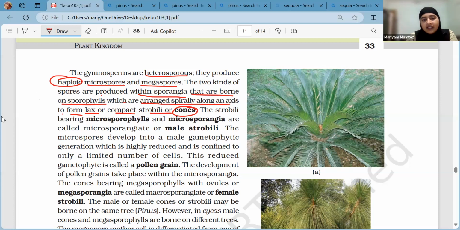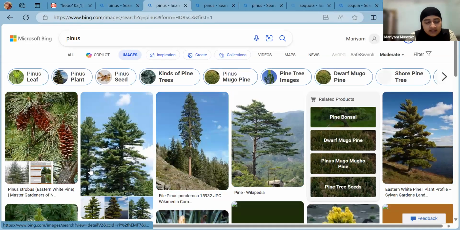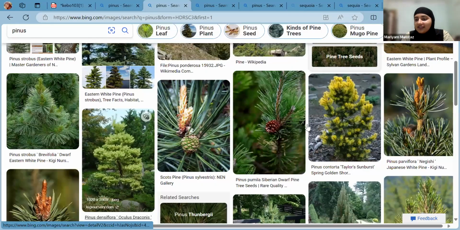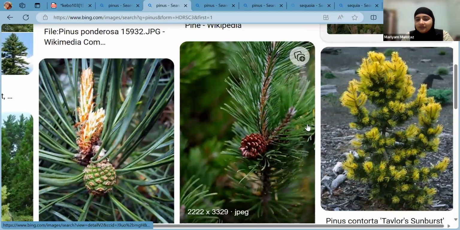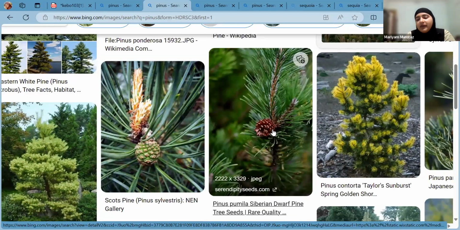Now, the strobili bearing microsporophylls and microsporangia are the male strobili. It's seen here also in this picture. You might have heard about pine cones. Where does that come from? It comes from Pinus only, pine cones.